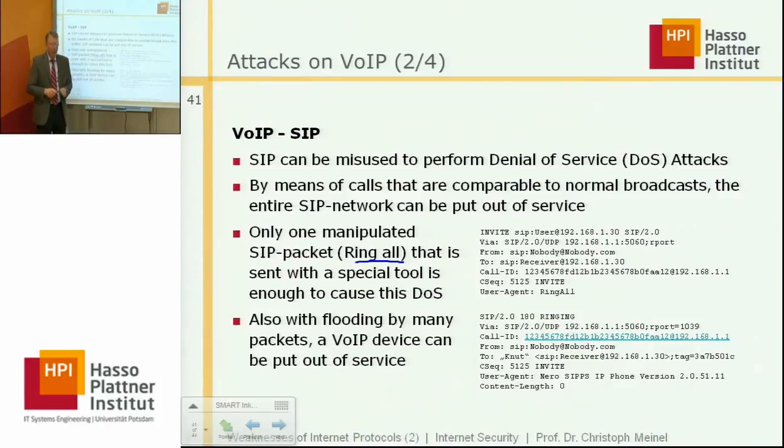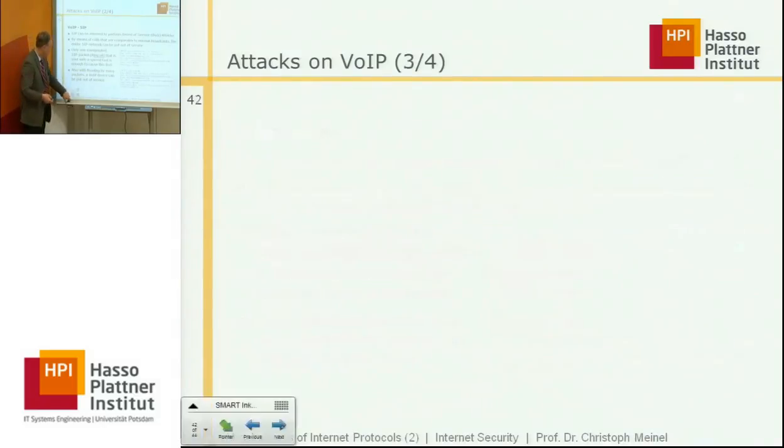The other is also with flooding of many packets. A voice over IP device can be put out of service. So this flooding, this broadcasting of useless information, takes all the bandwidth of a network and brings the performance down.